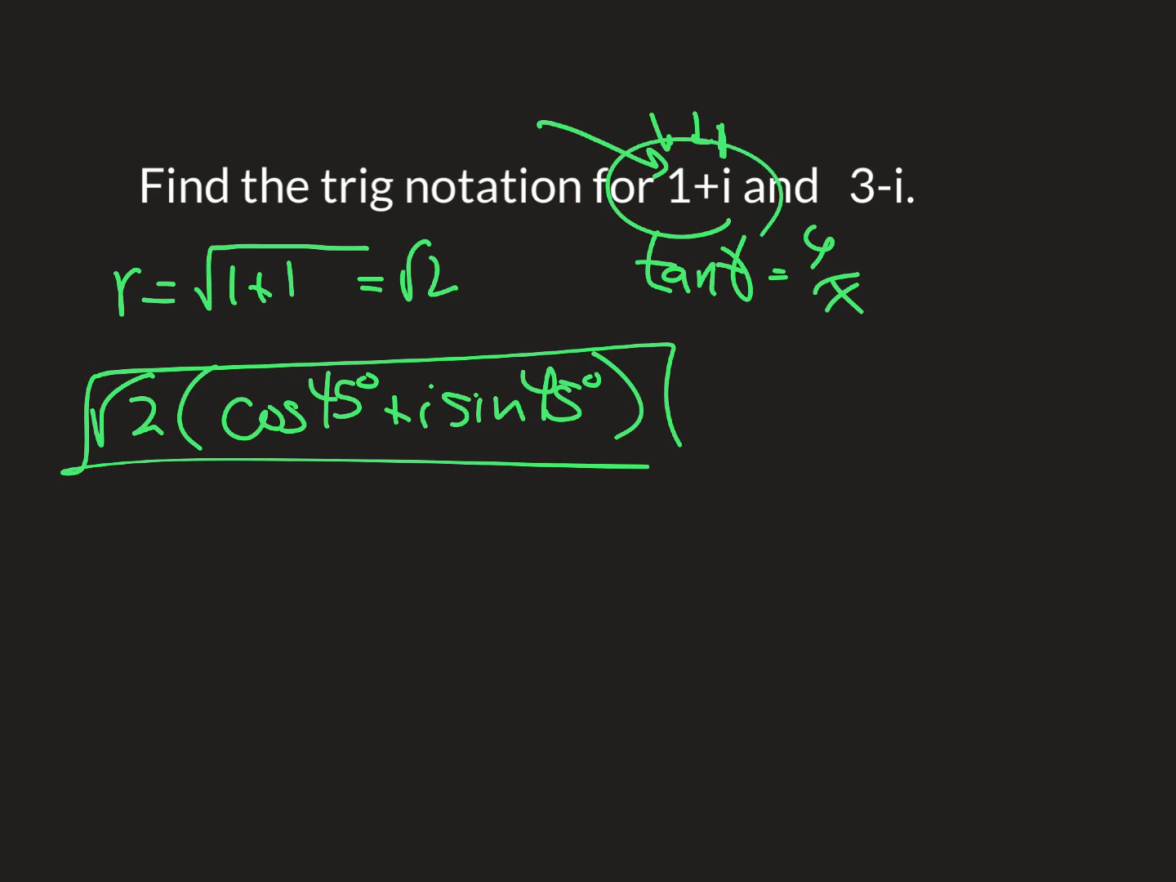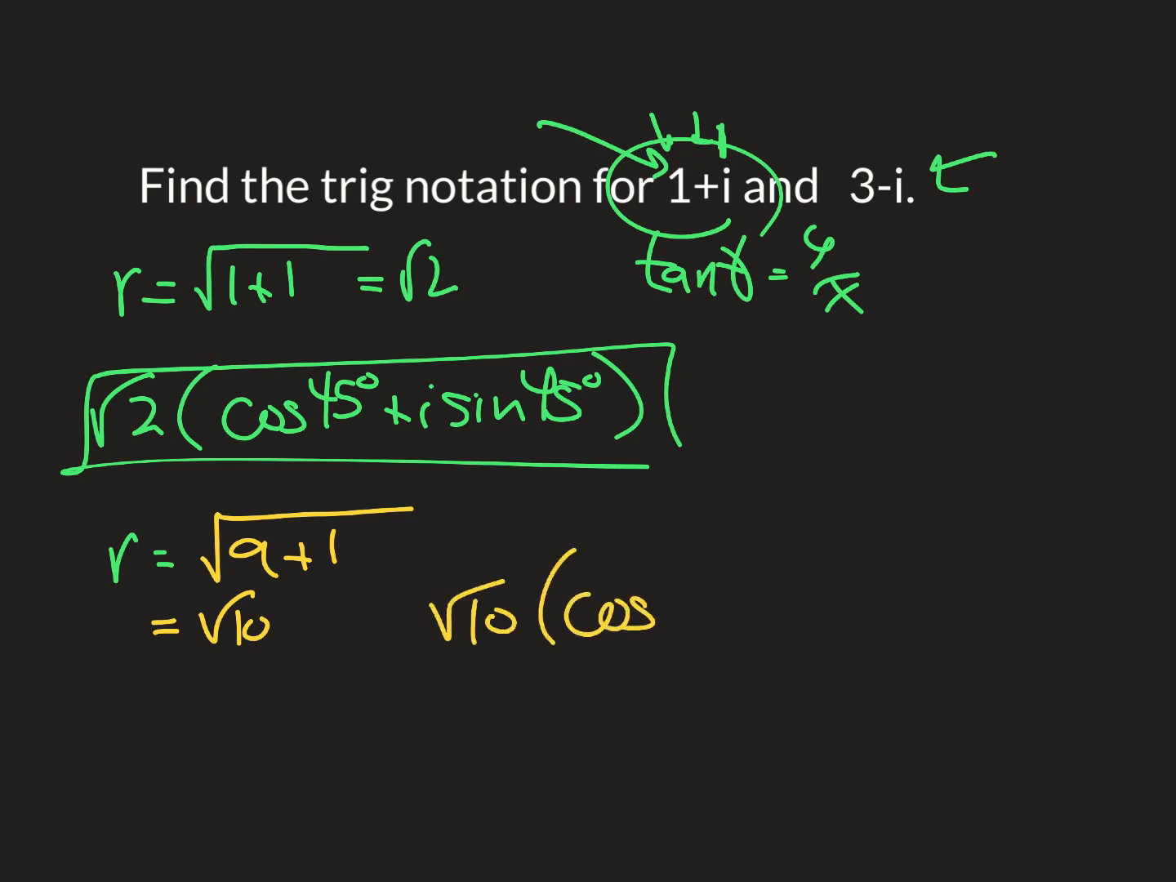Okay, let's try the second one because it may be a little bit tougher, or maybe not. Got to find r first. 3 squared, which is 9, plus 1 squared, which is 1. So I get square root of 10. My r is square root of 10. So I'm going to go square root of 10, open my parentheses, cosine theta plus i sine theta. Just got to find the theta. And again, the way we find theta is tangent theta is y over x. In this case, negative 1 over 3.